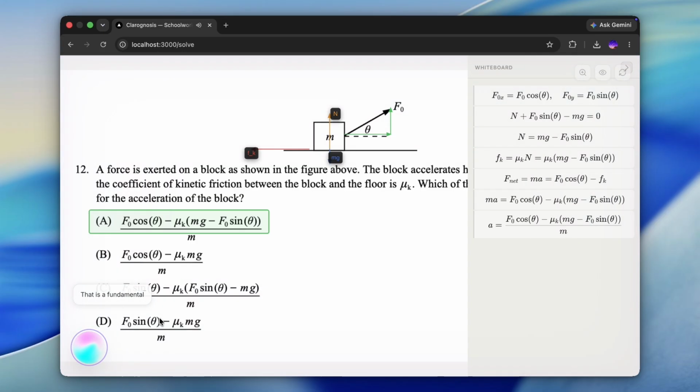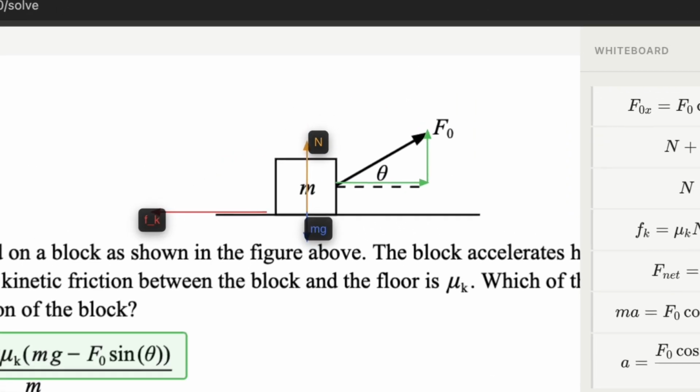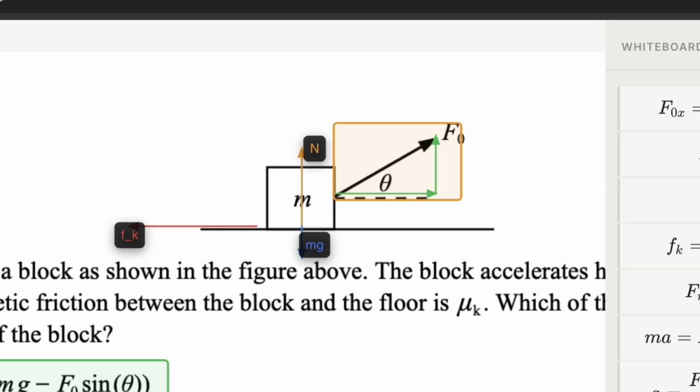That is a fundamental question. We split the force because the block's motion is restricted to moving strictly horizontally along the floor, but the force is pulling at an angle. Because it's at an angle, this single pull is actually doing two different jobs at the same time. First, it is pulling the block forward. We need the horizontal component to find out exactly how much of that force is contributing to the forward acceleration.